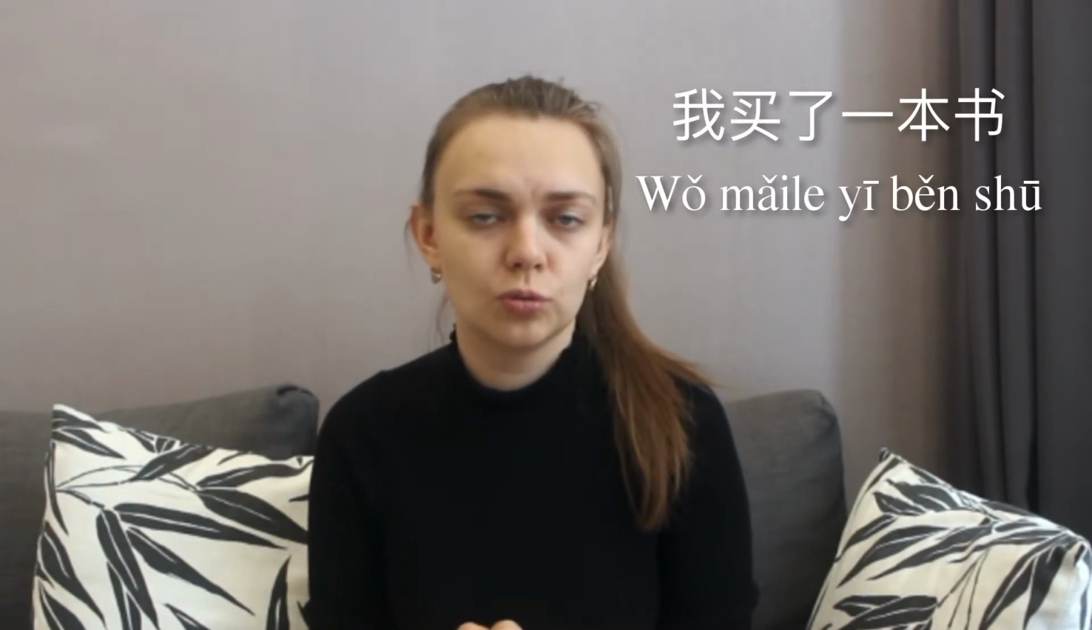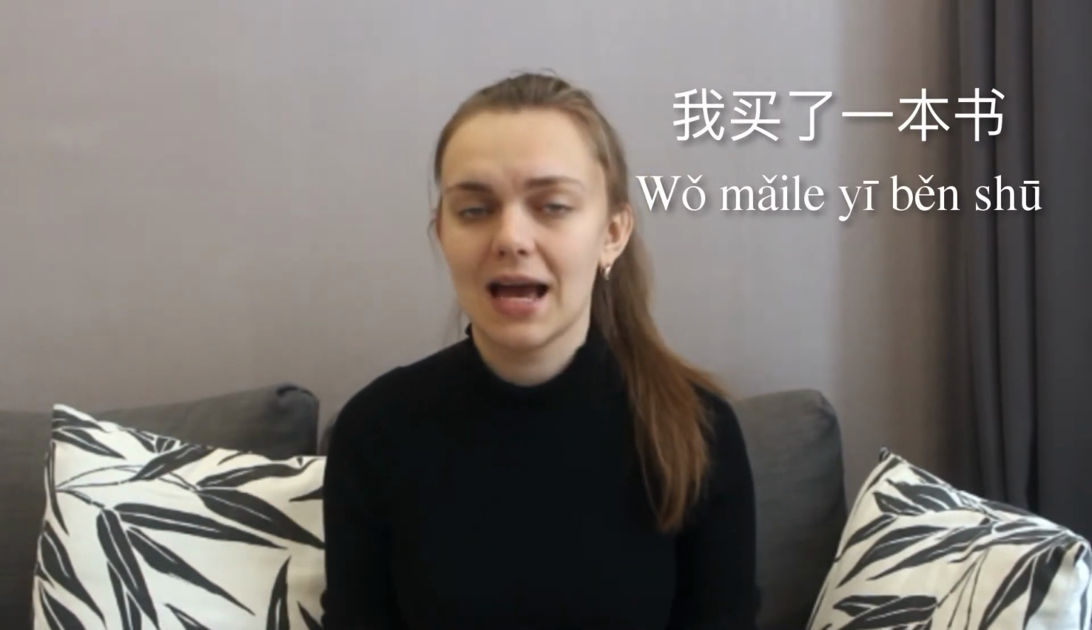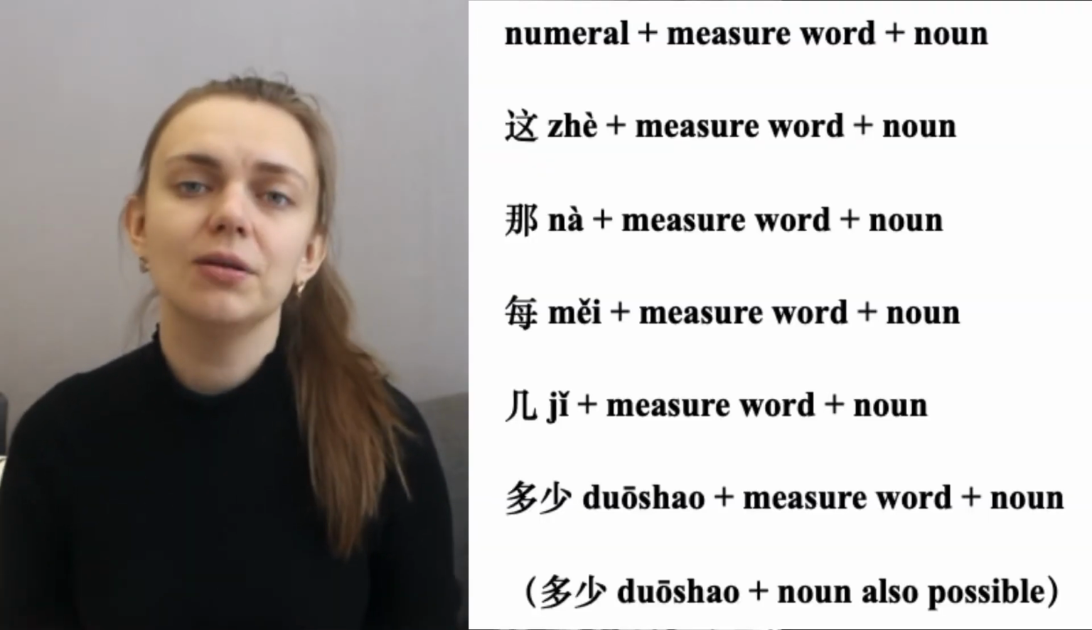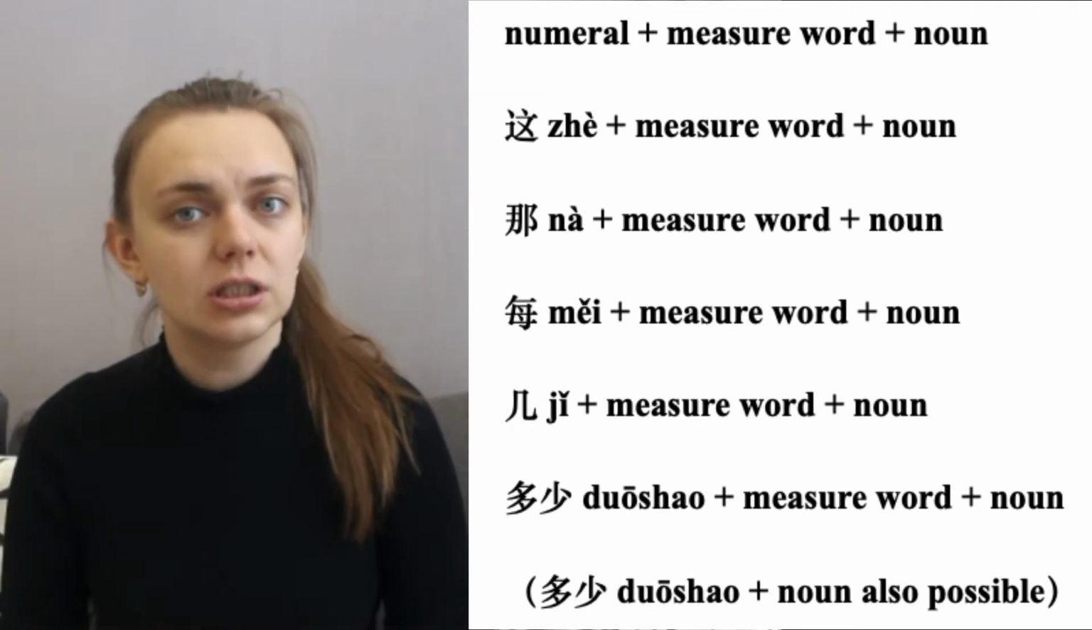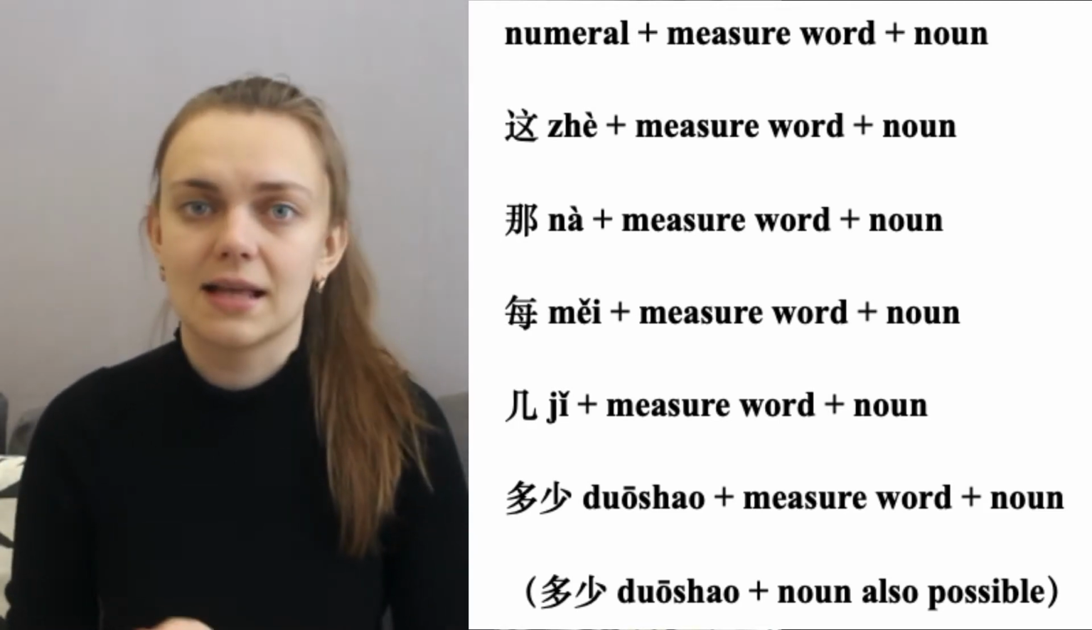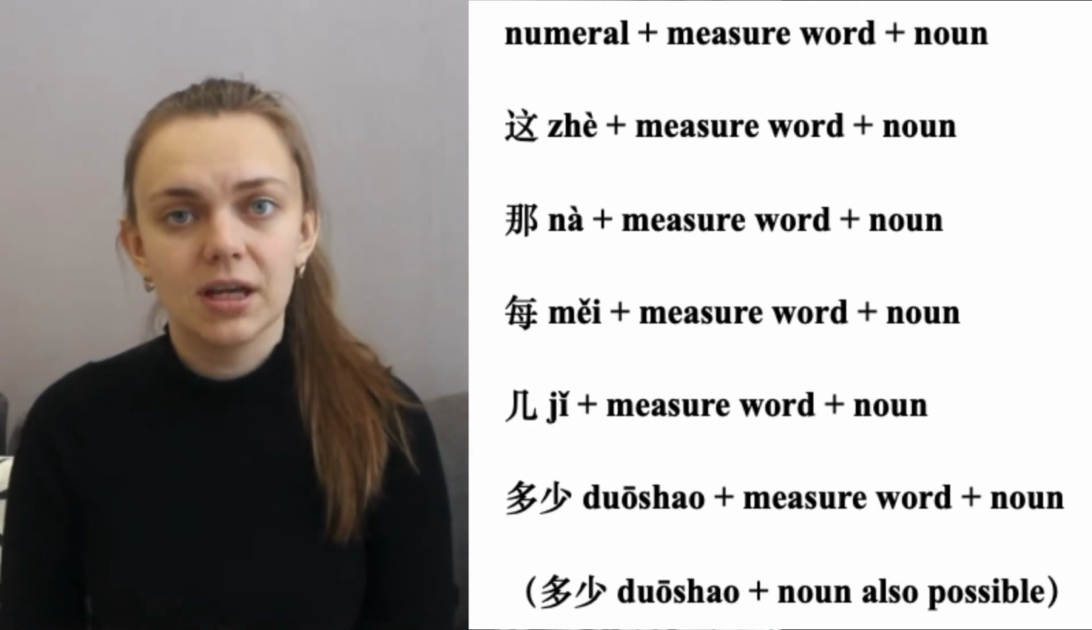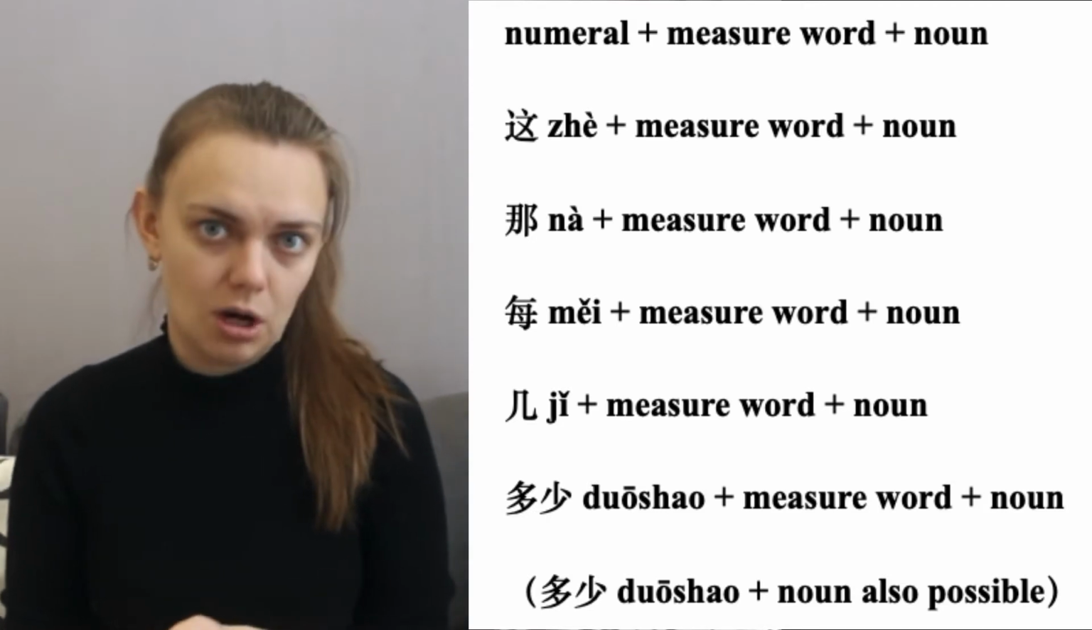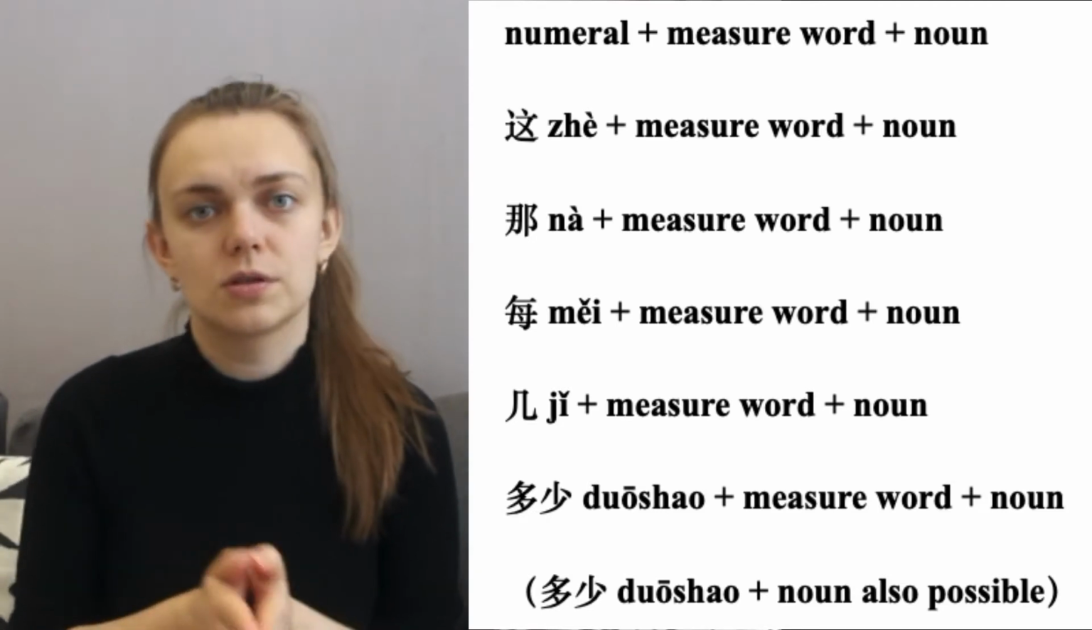If, however, it is absolutely necessary to indicate that, say, I bought one book and not several books, I say 我买了一本书. So between a numeral and a noun, I put a measure word. It is also necessary between a noun and the following words 这 and 那, this and that, 每 every, and 几 or 多少, which means how many for small numbers and big numbers.